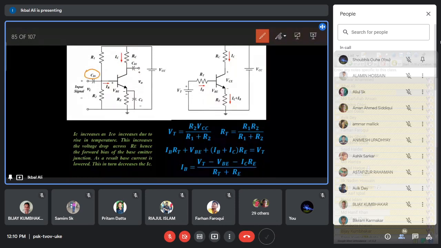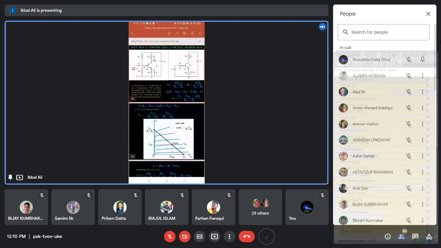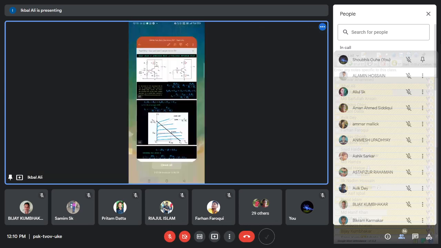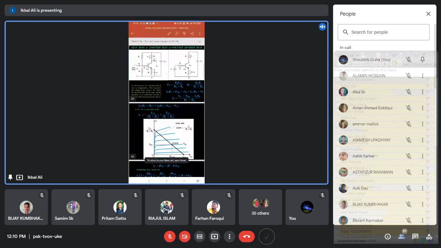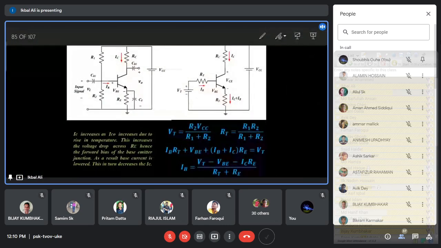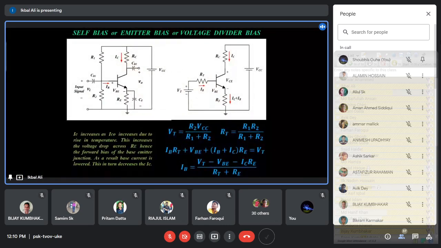These capacitors CB1 and CB2 are called the blocking capacitors, and CE is called the bypass capacitor. The capacitor is a frequency-sensitive circuit element, because its impedance is 1 by j omega c. That is why these capacitors mainly deal with the AC signal, whereas the four resistances R1, R2, RC, RE, and VCC actually deal with the DC condition of the circuit.